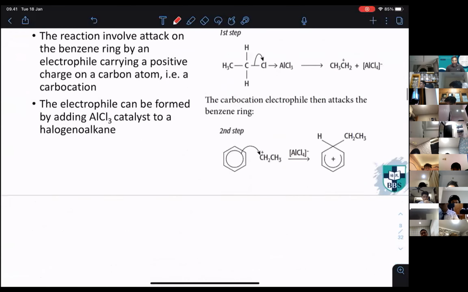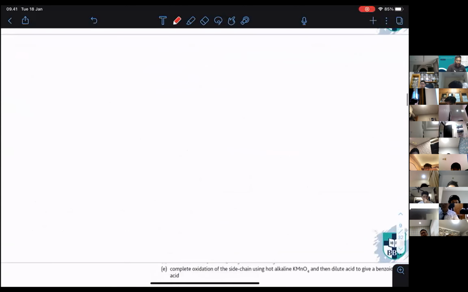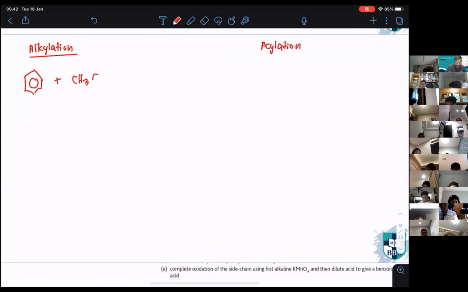To make it faster, I will show both over here: alkylation and acylation. If you look at alkylation, let's say, for example, I have a benzene and I'm going to react with CH3Cl. This is alkylation. You're going to bring the CH3 into the benzene ring. In order to do that, you need to have the halogen carrier, and according to your syllabus, you need to heat.